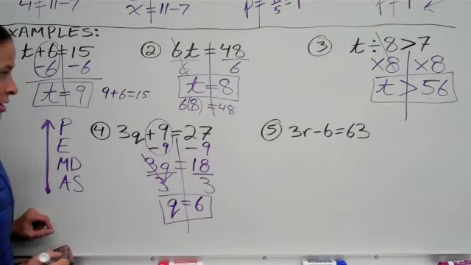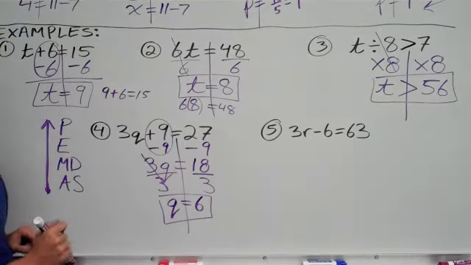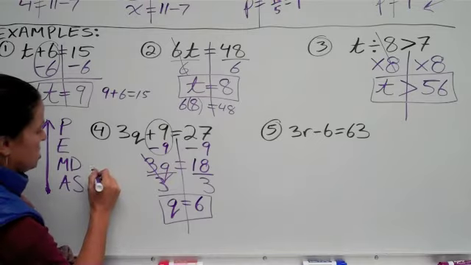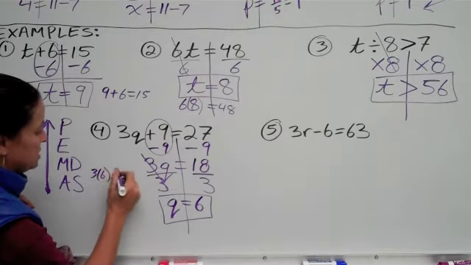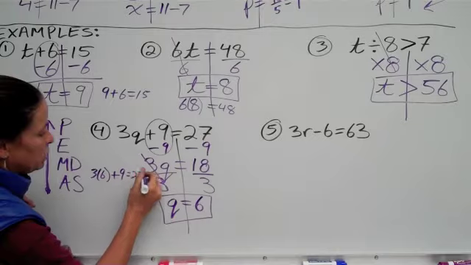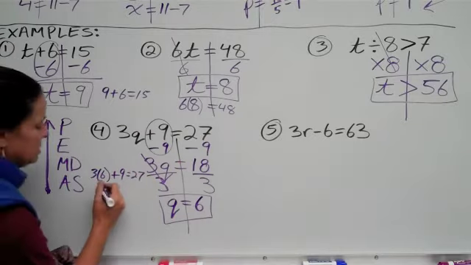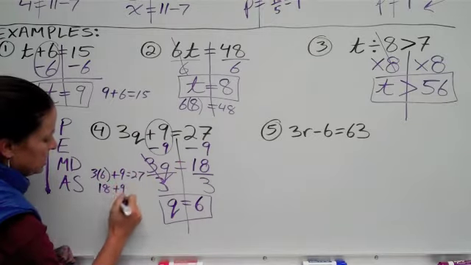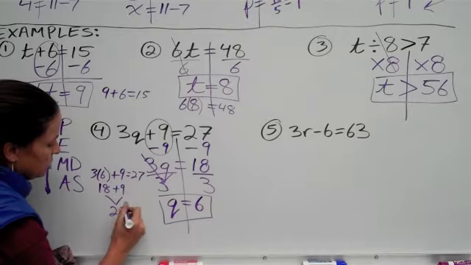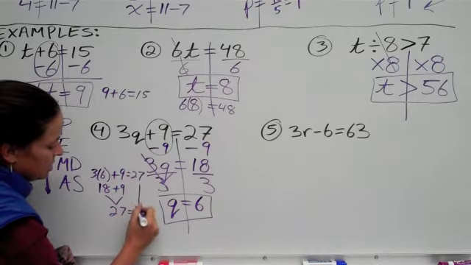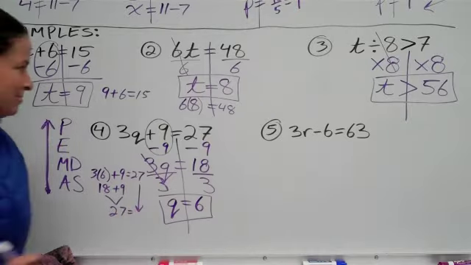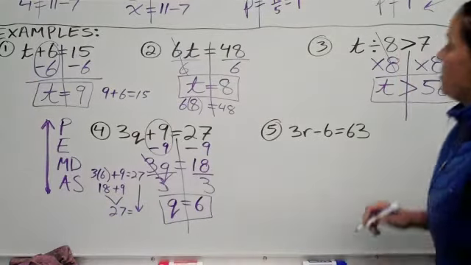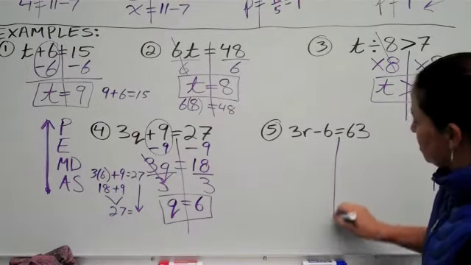Want to make sure I'm right? All you need to do is plug it into the original equation. 3 times 6 plus 9, and see if it equals 27. 3 times 6 is 18. 18 plus 9 does in fact equal 27, which is what I had on the other side of the equation. Yay.